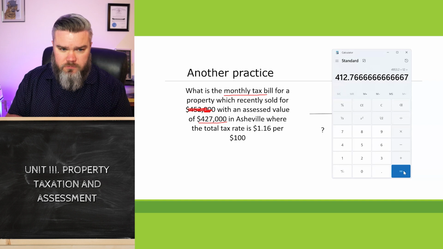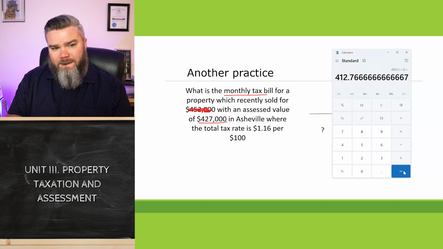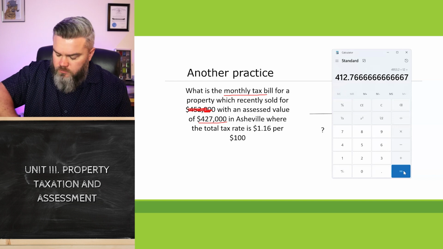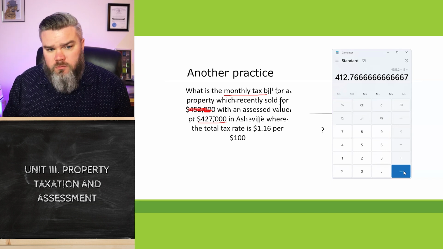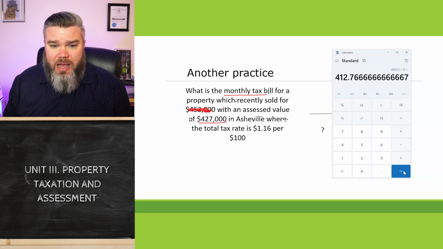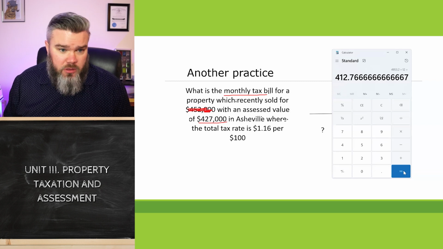Yeah, I just got a little confused because for some reason in my brain it just clicked that you're paying taxes off of what you paid for the house, not the assessed value. You're not paying taxes off what you paid for the house. You're paying taxes off what the government thinks your house is worth. What they tell you it's worth.